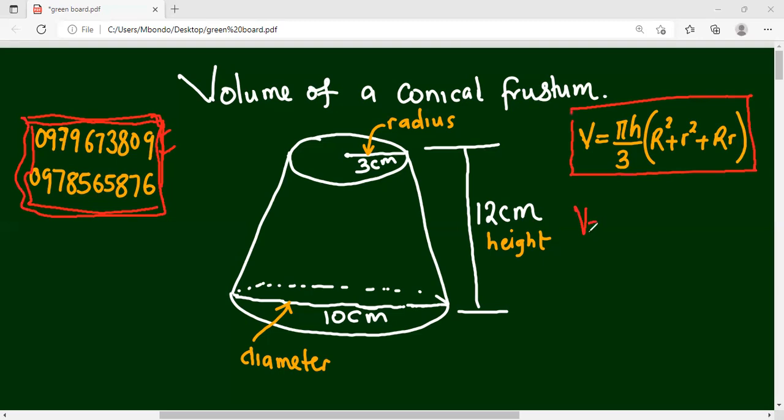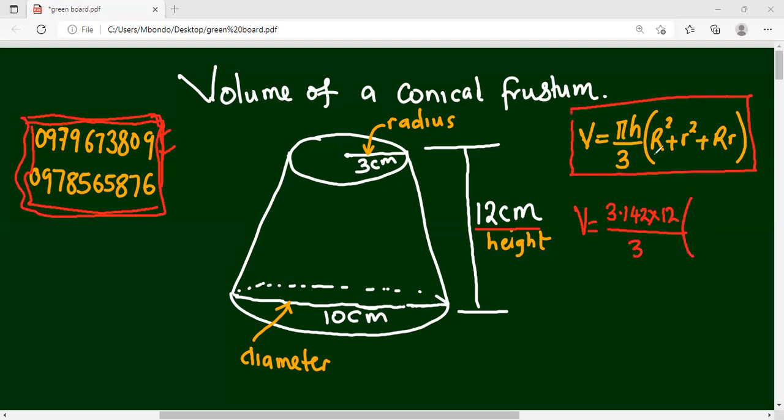Volume is equal to pi, you know, pi is 3.142, multiplied by the height. What is the height here? The height is 12. So we're going to write 12 divided by 3, open brackets.